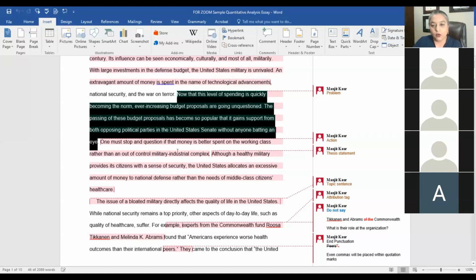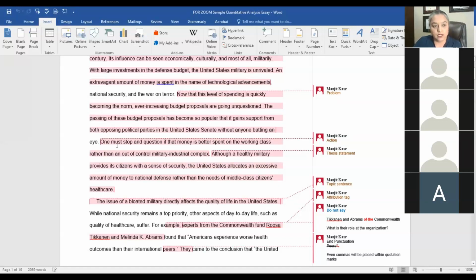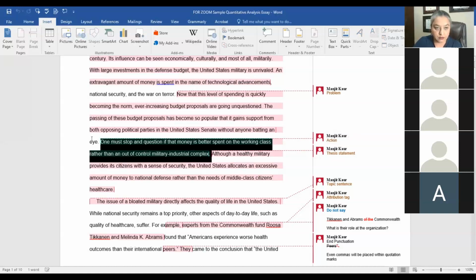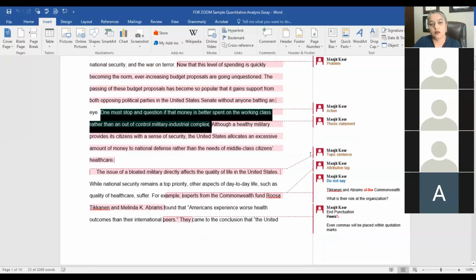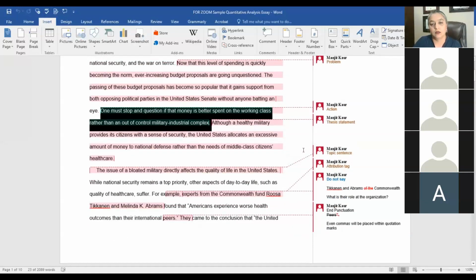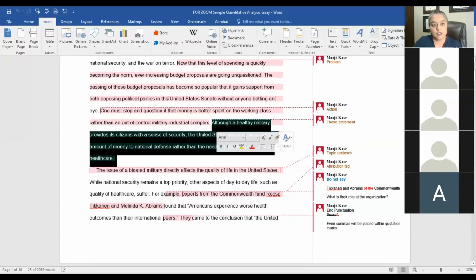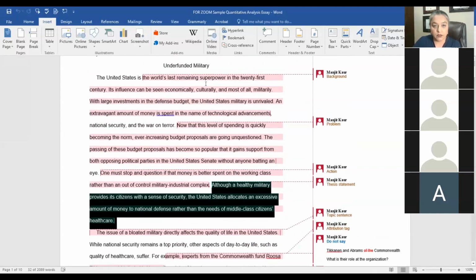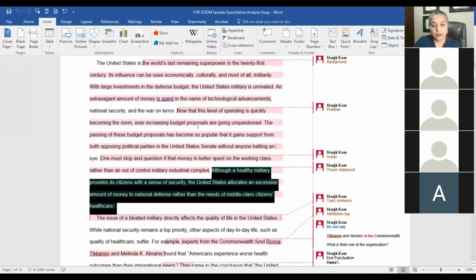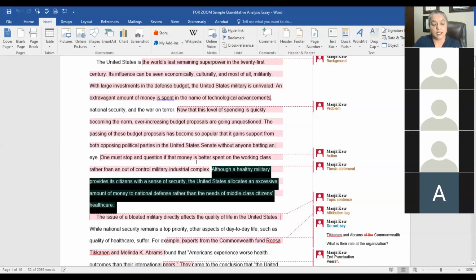Okay, now what about it? Okay, you've told me there's an issue. What do I do about it? Here's the action. "One must stop and question if that money is better spent on the working class rather than an out-of-control military-industrial complex." And then here is the thesis statement. So they discussed the problem here. We started with the background, discussed the problem, then discussed the action, and now the thesis.